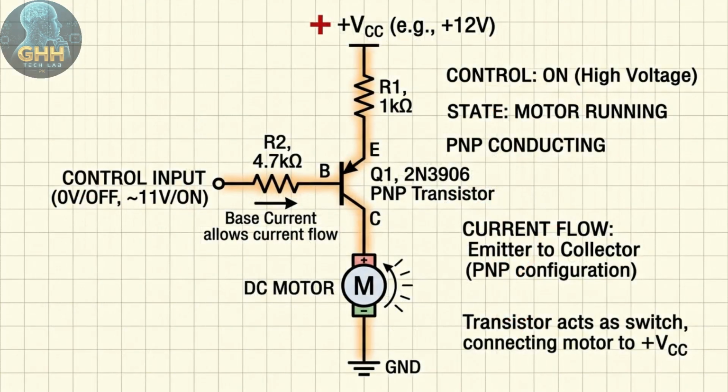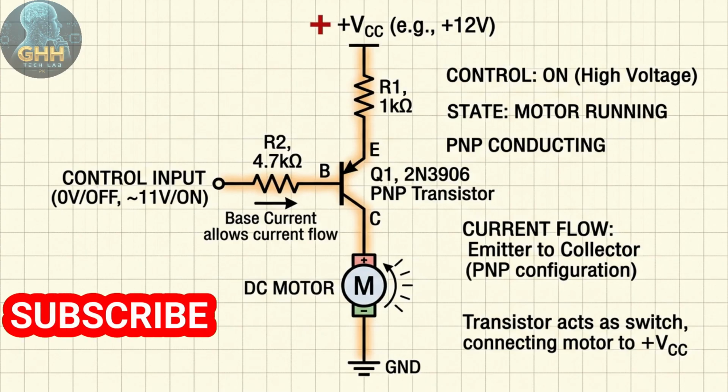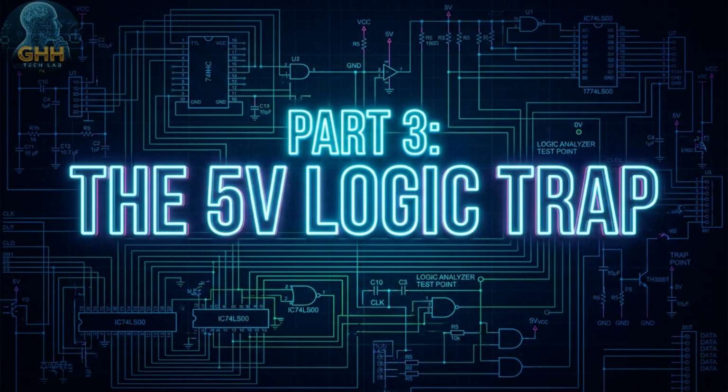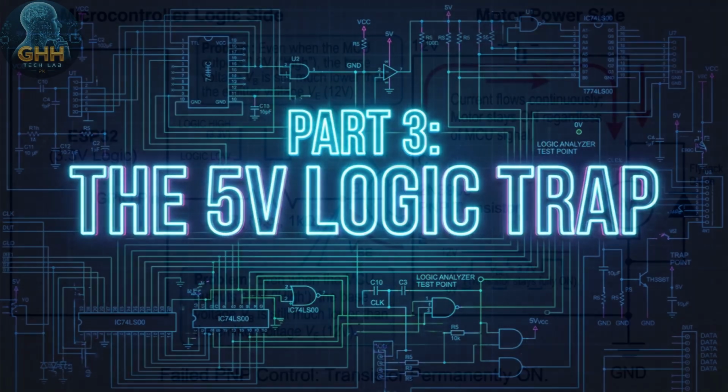Conversely, a PNP transistor acts as a high-side switch. It is placed between the positive power supply and the load. To activate a PNP, you must pull its base low, grounding it relative to its emitter. This allows current to surge out from the positive supply rail, source through the transistor, and flood into the load below it. Part 3. The 5-volt logic trap.